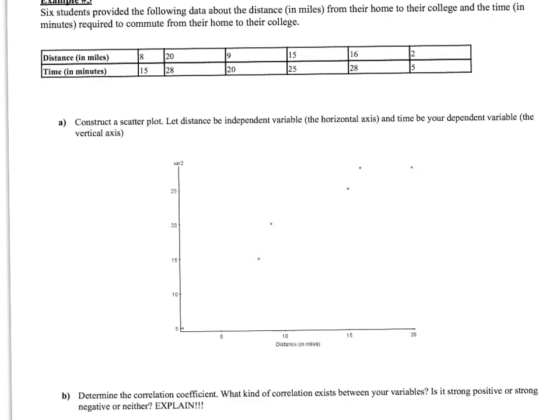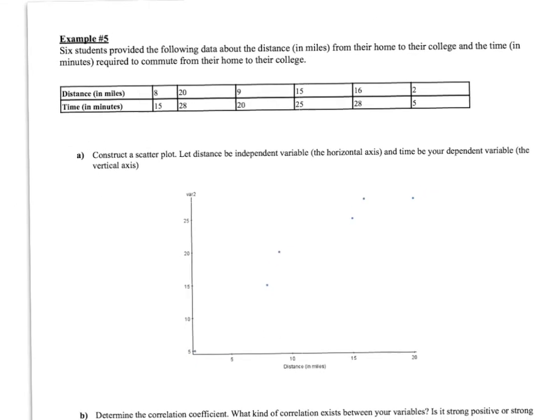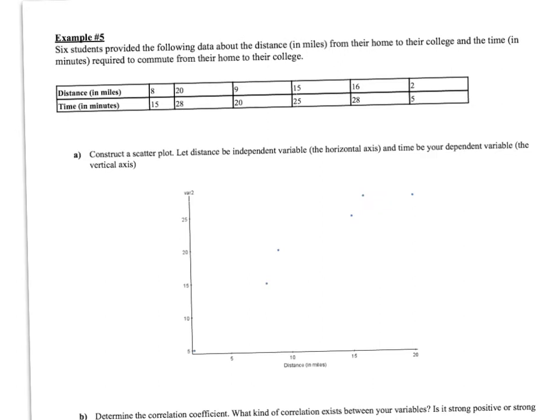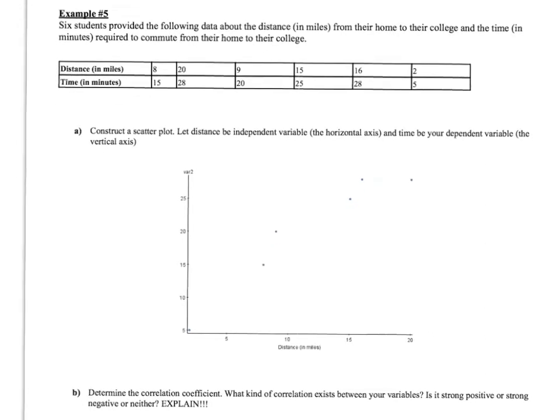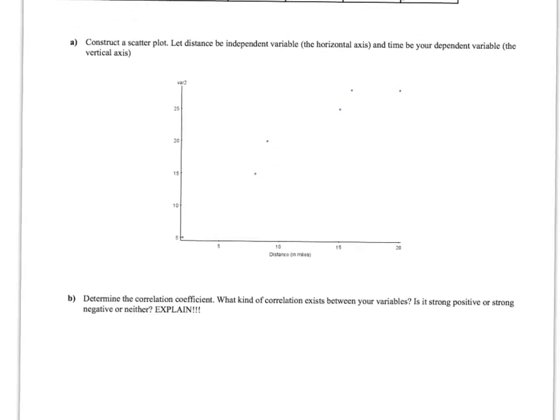Okay, we're working with example number 5 in chapter 4. We have 6 students who provided the following data about the distance in miles from their home to their college and the time in minutes to commute from their home to their college. Part A is asking you to do a scatter plot, which I've already done.